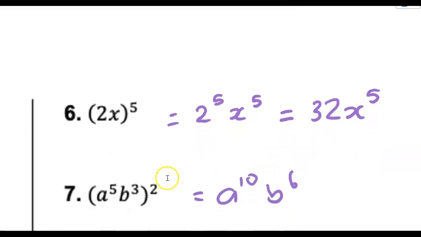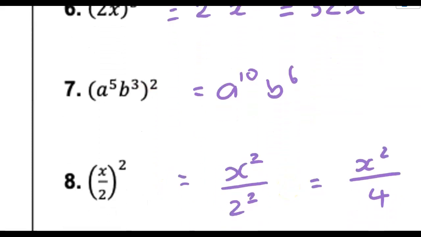Question 7. That power of 2 outside the bracket relates to a to the power of 5 and b to the power of 3. So a to the power of 5 all squared. 5 times 2 is 10. So we get a to the power of 10. b to the power of 3 squared. 3 times 2 is 6. So we end up with b to the power of 6.